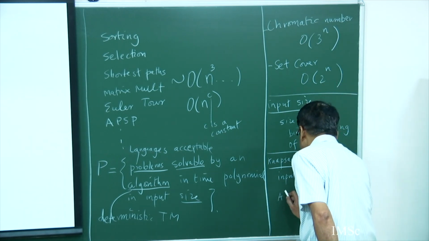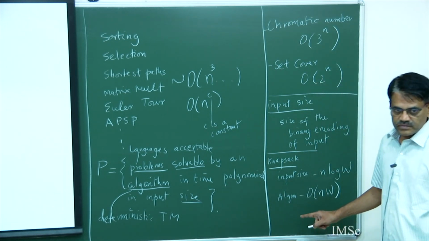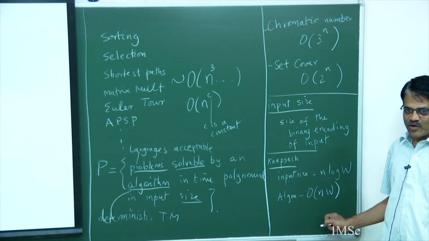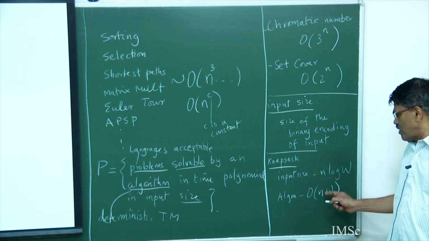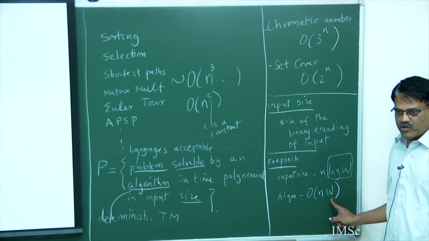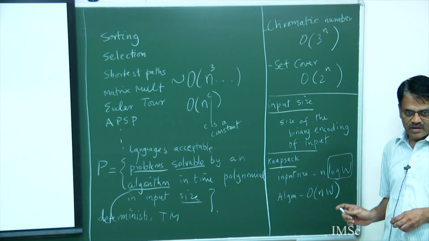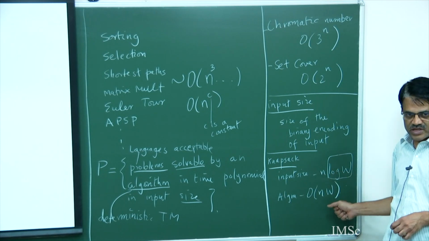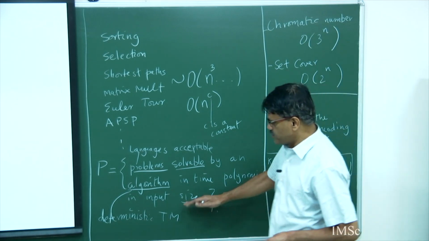But we had an algorithm whose running time was n times W, right. Even though it looks like a linear time algorithm, it is not even a polynomial time algorithm. Okay. It is an exponential algorithm, because a polynomial algorithm would be polynomial in n log W. But W is 2 power log W. So, it is exponential in the input size.